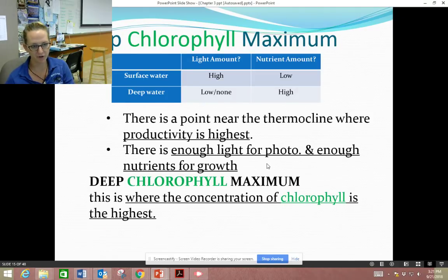There is enough light for photosynthesis, and there is enough nutrients for growth. This is called the deep chlorophyll maximum. Okay, it's not in the deep, deep water. But it's below the main photic zone, and it has nutrients there. Deep chlorophyll maximum. This is where chlorophyll is at its maximum.